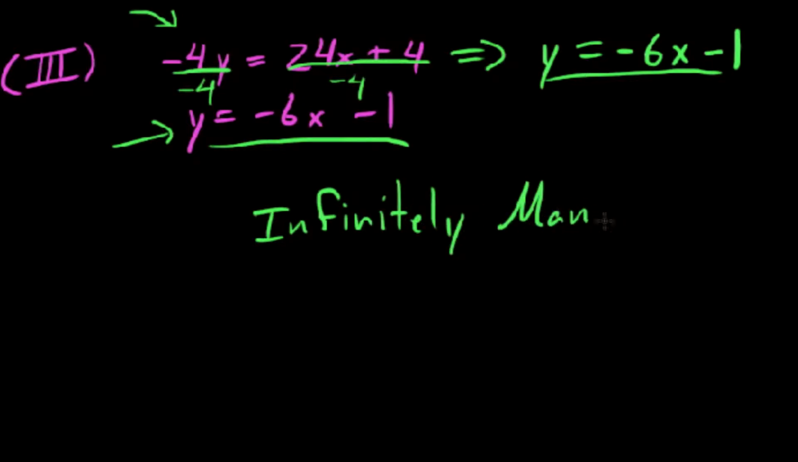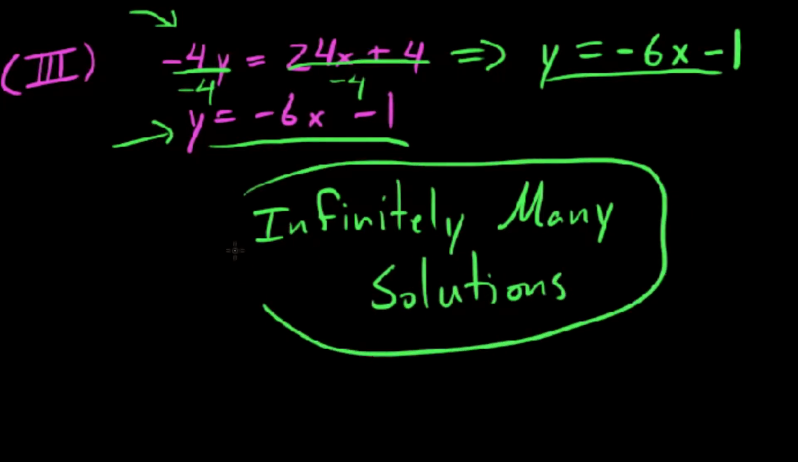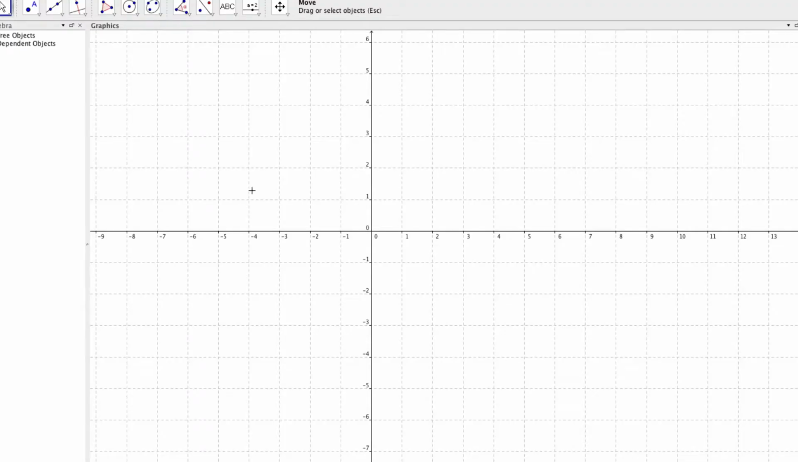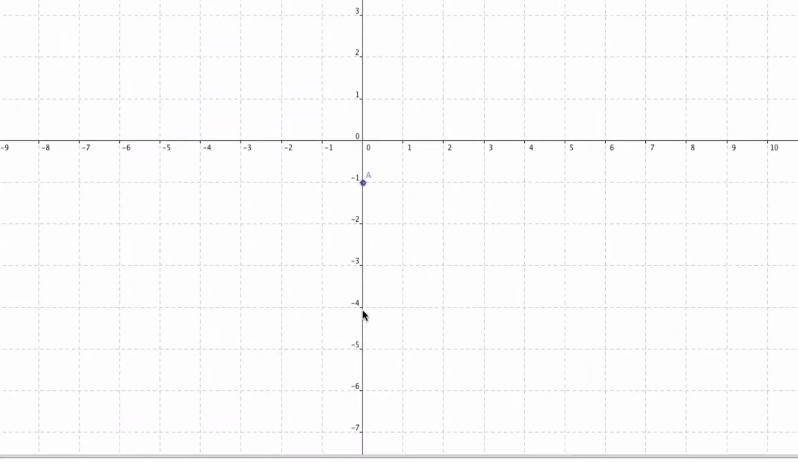Infinitely many solutions. Why? Because when I graph them both, they have every single point in common. So let's go over here. We've got a y-intercept of -1 and a slope of -6. When we graph this, we get our line tool, and we say down 1 on our y-axis. And we'll go down 1, 2, 3, 4, 5, 6 over 1.